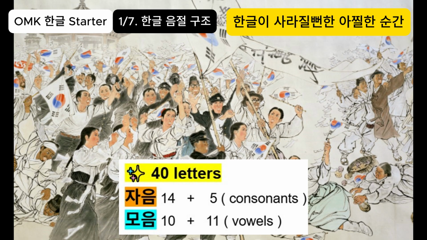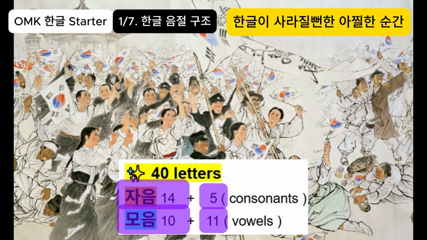Since then, Hangul has been structured with 14 basic consonants, 10 basic vowels, 5 additional consonants, and 11 additional vowels. So in total, the writing system consists of 40 consonants and vowels. And starting next lesson, we will begin learning them one by one.